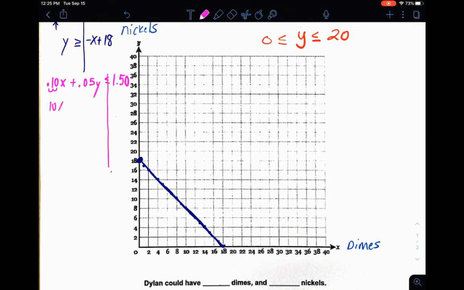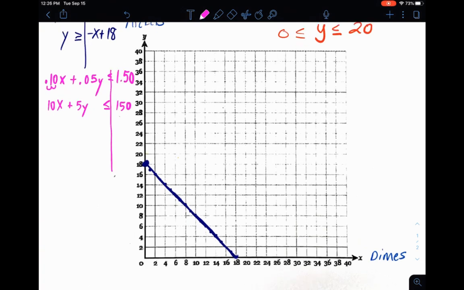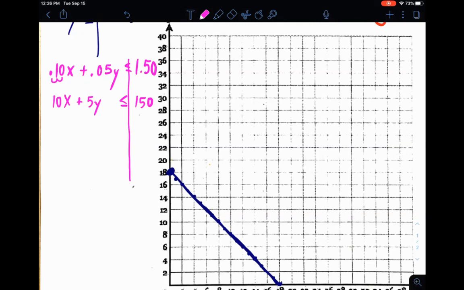So we can turn this into 10x plus 5y less than or equal to 150. You don't have to change it. It's just your preference. If you are in love with decimals, leave it as decimals by all means. But generally, don't want to.